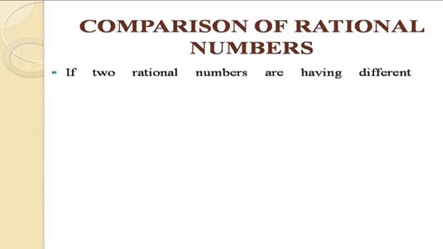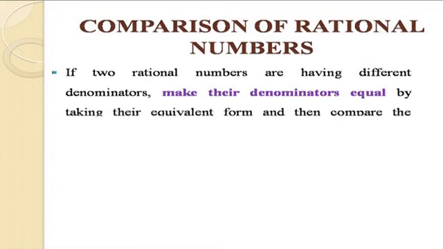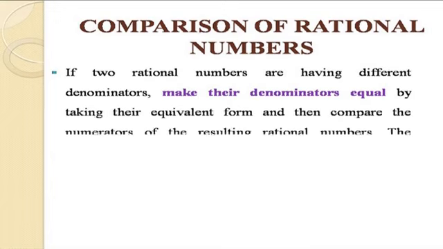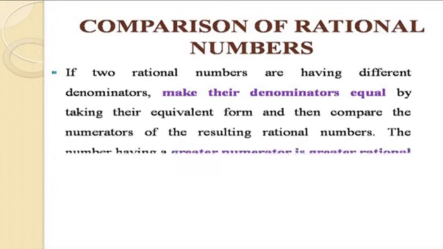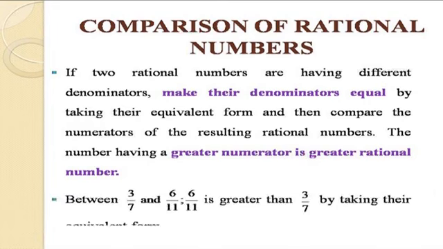If two rational numbers have different denominators, the first task is to make their denominators equal by taking their equivalent forms and then compare the numerators of the resulting rational numbers. The number having the greater numerator is the greater rational number. Now we are going to compare 3 by 7 and 6 by 11. Which is greater? In this case, what will you do?